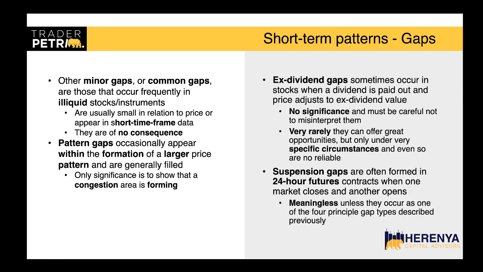Then some of the less important ones that we can generally ignore. You get minor gaps or common gaps, which occur very frequently in illiquid stocks, where less than 200,000 shares trade a day. This thing's not very liquid. So you sometimes have gaps, particularly in short-term data, 1 minute charts, 5 minute charts. The thing only trades every 3 hours, it forms gaps. Those have no meaning. They're inconsequential. You can ignore them.